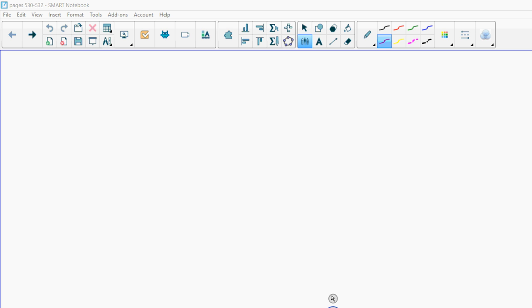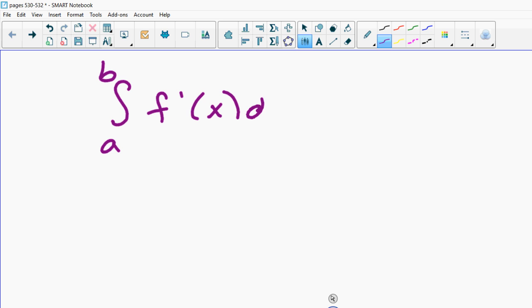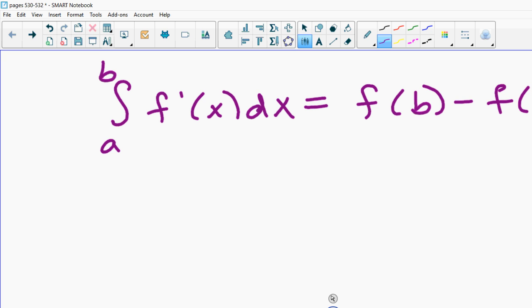The fundamental theorem of calculus really has two parts. You've already learned the first part. The first part says the integral from a to b of f prime of x dx equals f of b minus f of a. That is one part of the fundamental theorem of calculus. Now, there is another part that is used in this lesson, but Sparks never addresses it.